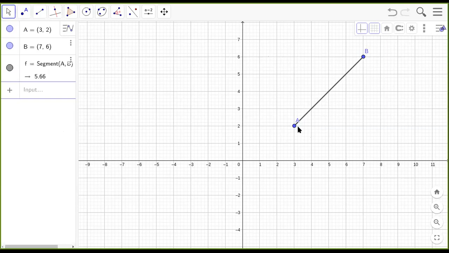Now I can't just use the previous method where either they were on the y-axis or both of them are on the x-axis, because none of the coordinates are common. You see, A is (3, 2) and B is (7, 6). So this method that we used previously will not work here.